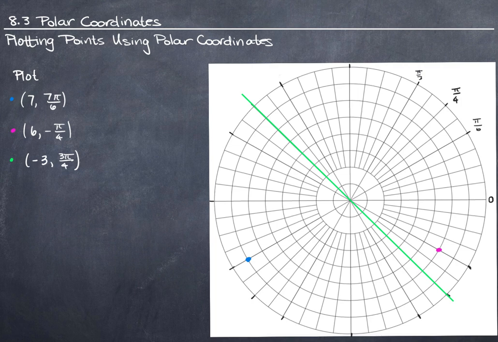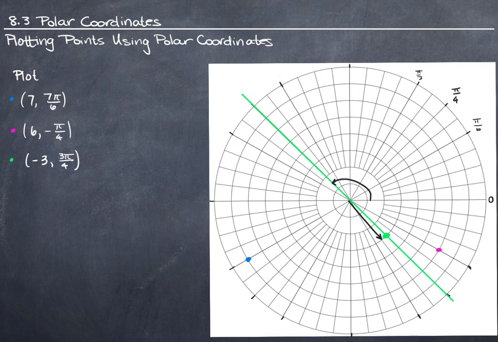If I go out to 3 pi over 4 and then go back 3, I'll land right here. And that's what it means to have a negative radius. 1, 2, 3. My point goes right there. So in this case, I had to go around to 3 pi over 4, and then from 0 go back 3 units. That's what it means in this environment specifically to have a negative radius.